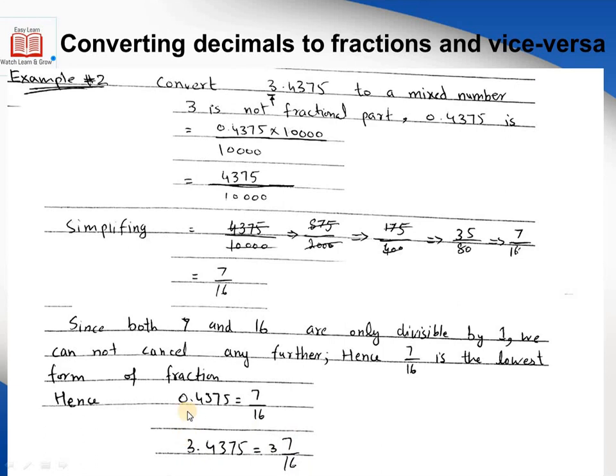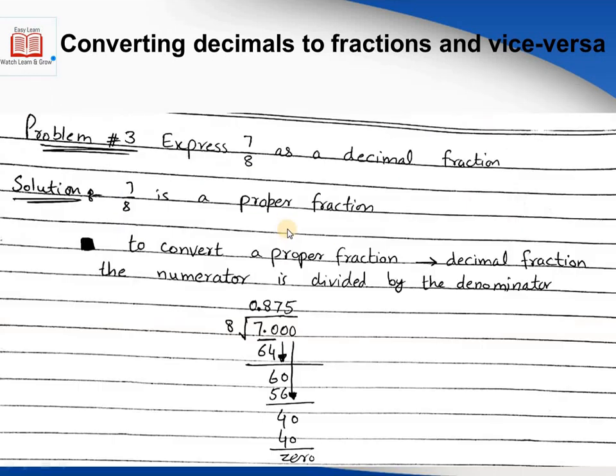For example, here in the question it is 4.4375, so we also write here 4 and 7 by 16. If it is a 5 here, then we have to write 5 and 7 by 16. So this is the theory, you can read it by yourself.